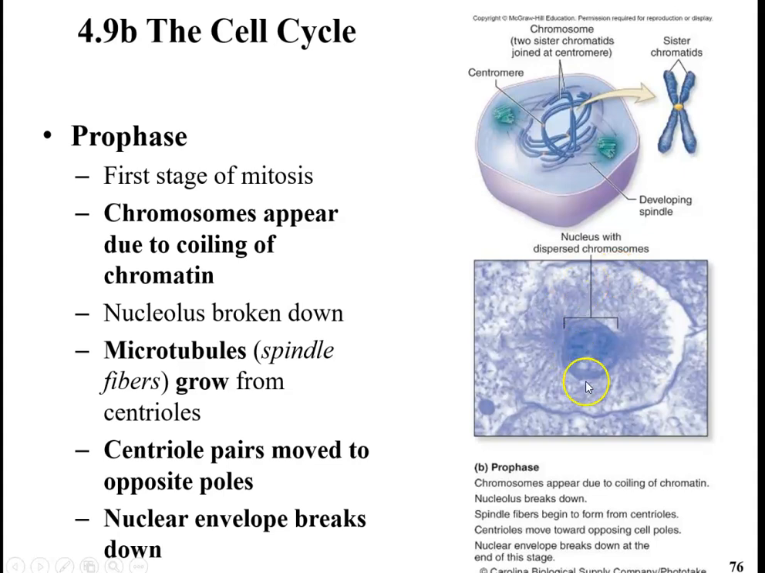So here this is showing the nucleus. The nuclear envelope is starting to break down. You've got these dark sections here, which are the chromosomes starting to form. You have these fibers radiating out from each pole of the nucleus. And these are spindle fibers. They'll come into play when the cell divides. And the nucleolus is broken down.